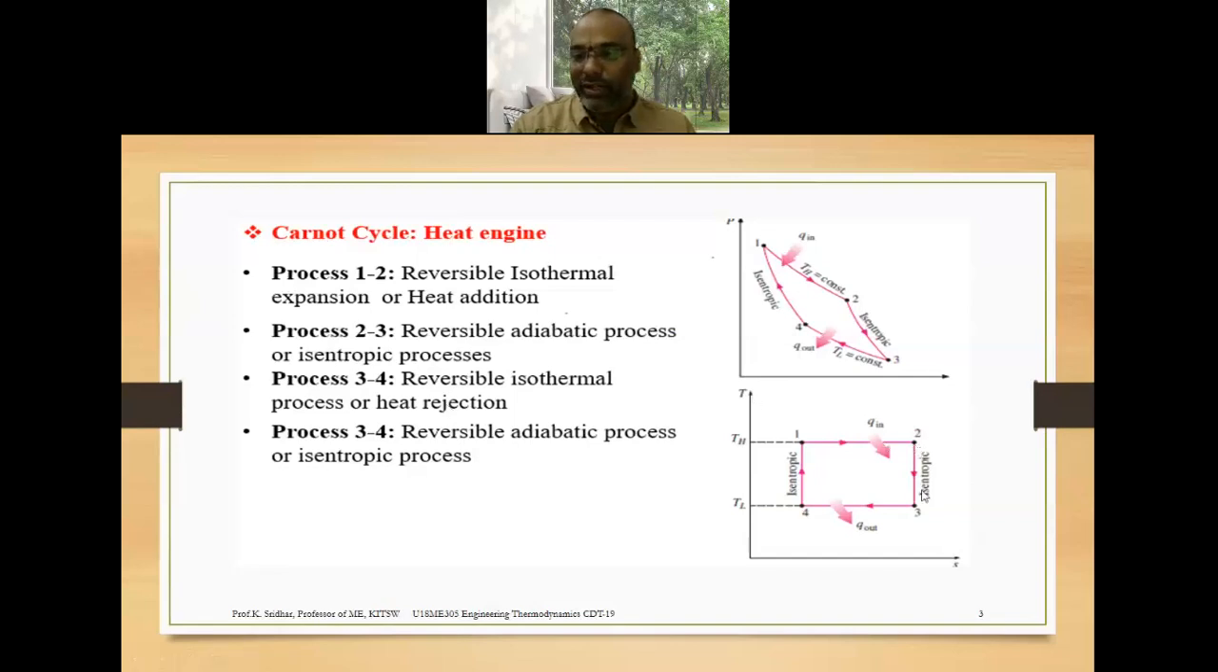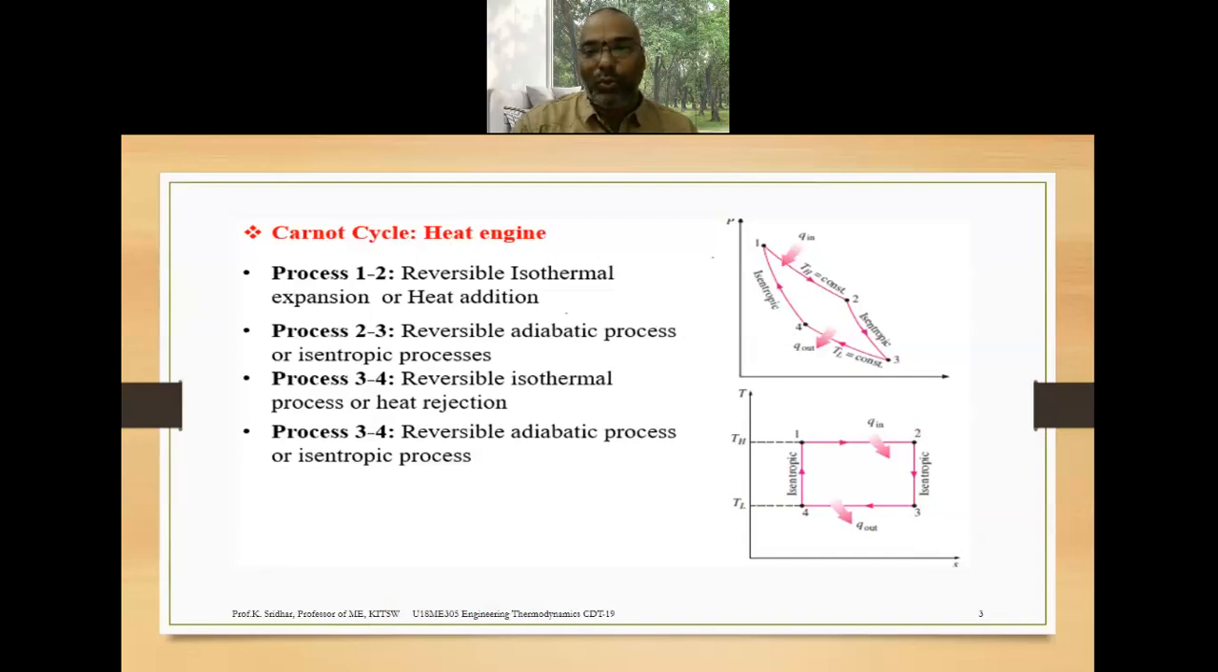Next, concentrate on the vertical lines. 2 to 3 is a vertical line and similarly 4 to 1 is also a vertical line. The vertical line represents a constant entropy process, which is nothing but an isentropic process. So 2 to 3 and 4 to 1 are isentropic processes. Another name for the isentropic process is the reversible adiabatic process. Isentropic is iso plus entropy: iso means same, so entropy remains constant during the isentropic process.